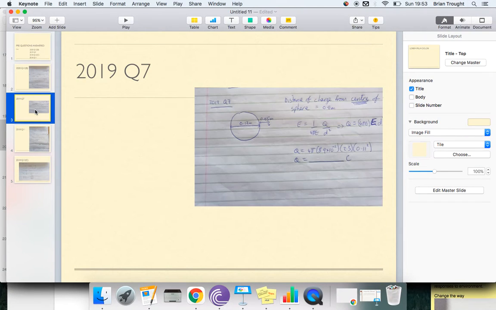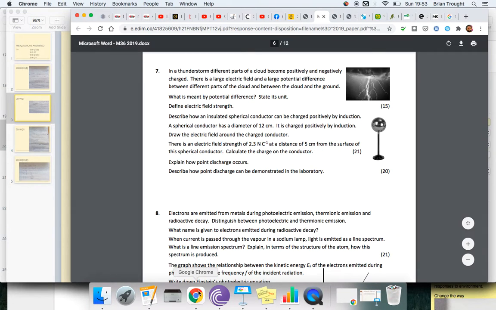Okay, the second question is from 2019, question 7. So it's this one, and specifically you wanted to know how to do the calculation part, which is here.